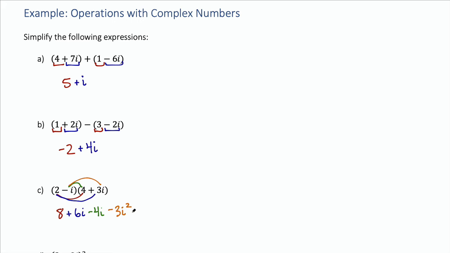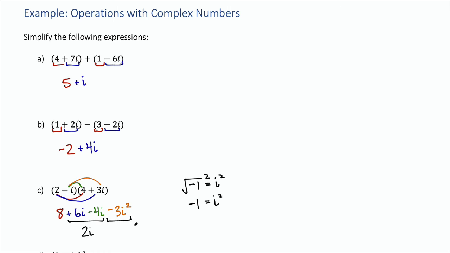And this is where it gets kind of fun. First of all, we can combine our like terms here. So 6i minus 4i is 2i. But then we've got this i squared. And remember that the definition of i is that it's the square root of negative 1. So i squared, well, if you square a square root, you just get the thing underneath. So i squared is equal to negative 1. That's the definition of i. The imaginary unit is the thing that if you square it, you get negative 1.